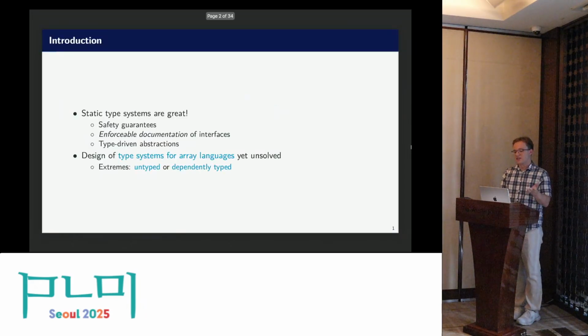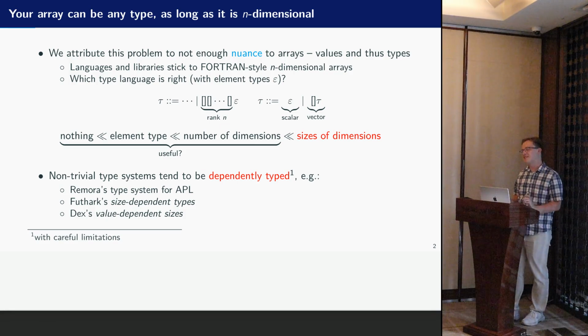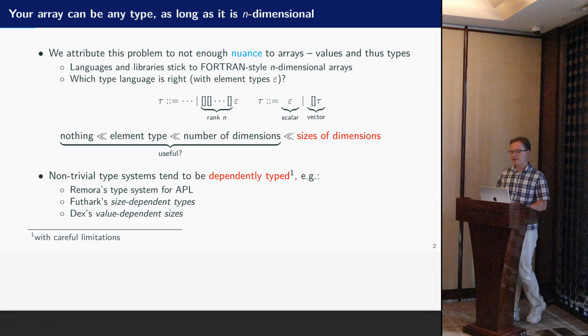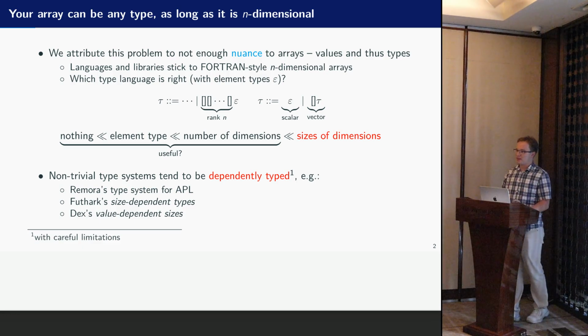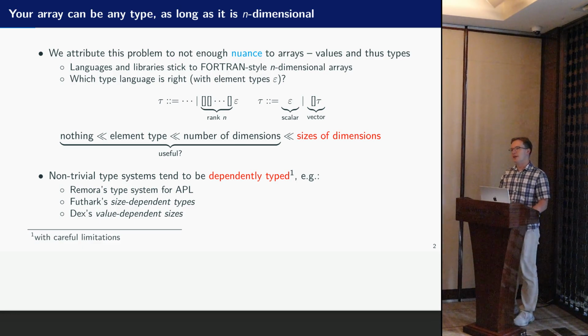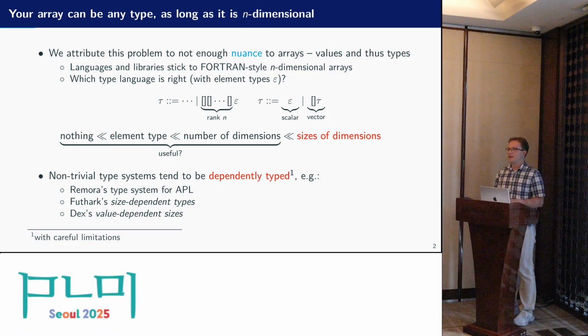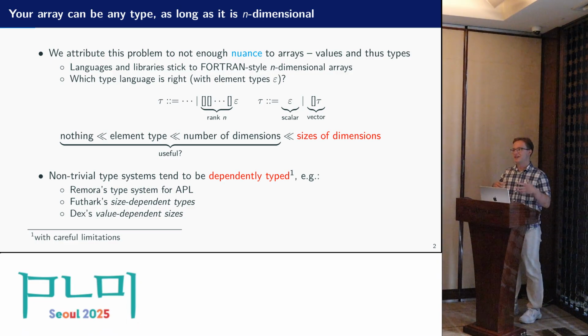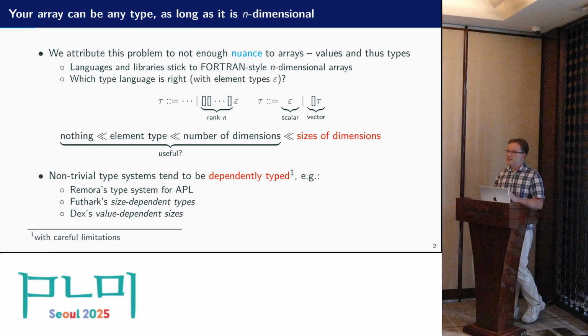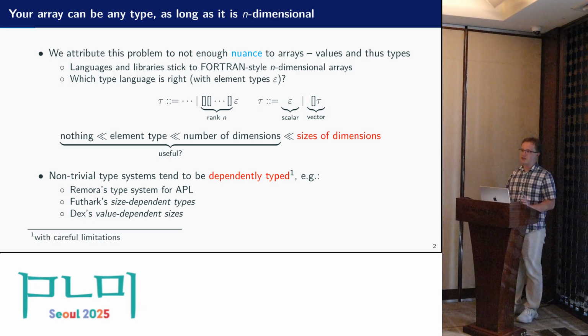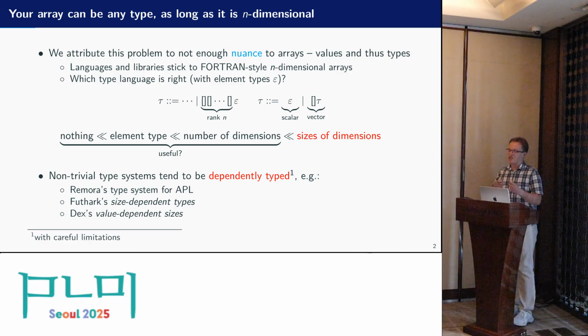So as a quick introduction, static type systems are great, and we want more static type systems. You get guarantees, and you get essentially documentation of library interfaces you write, and the programmer can write better abstractions following types. But for array languages, there isn't really a favorite typing discipline. And I would argue you end up with these two extremes where a lot will be essentially untyped, or there will be very little type information, or people will immediately start going towards the extreme of having dependent types in their language.